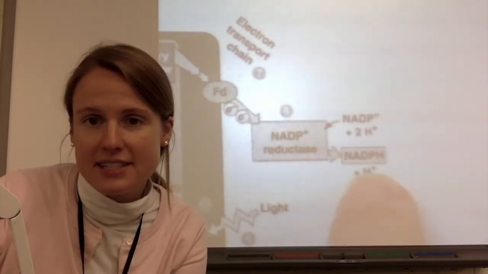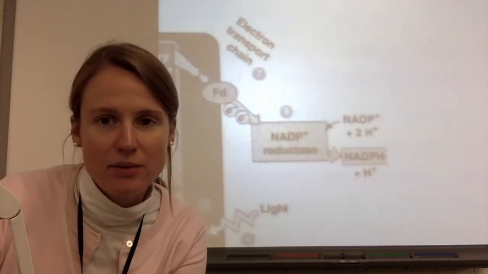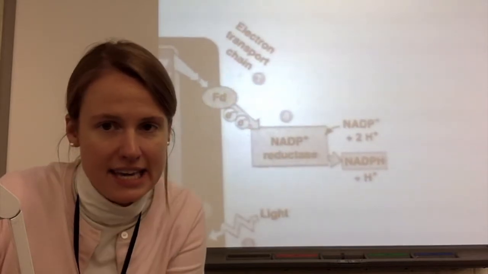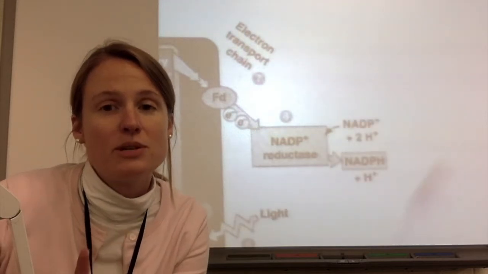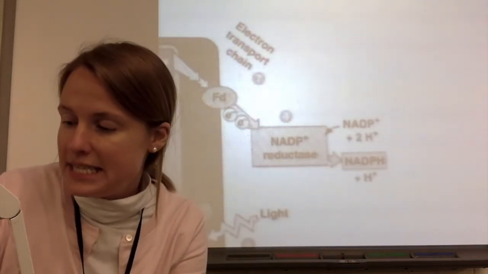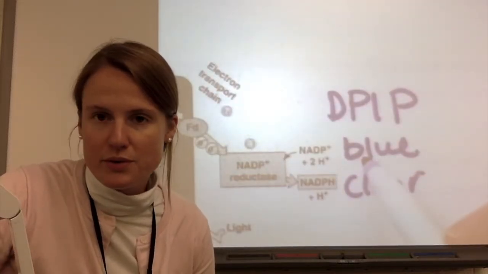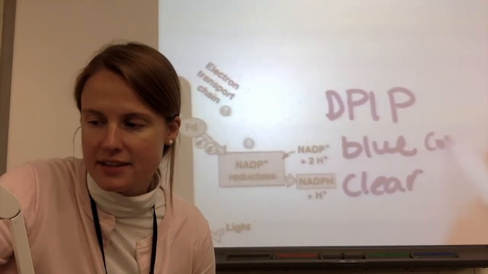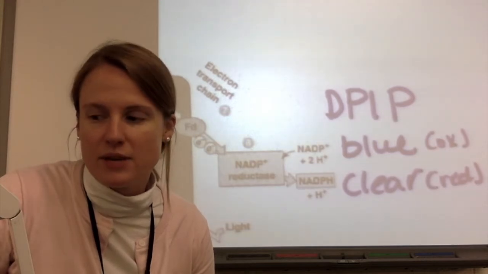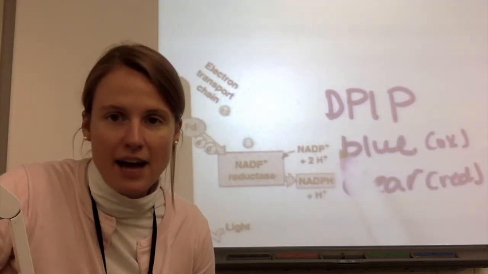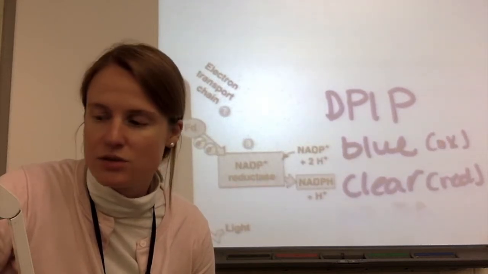So in photosynthesis, this is what happens, but we can't see that with our eyes. We can't see, okay, yes, photosynthesis happened all the way through because there's NADPH. We can't see it. So to be able to see it, we're going to use something called DPIP. So DPIP is an indicator, and it's blue when it's oxidized, and it's clear when it's reduced. And what that boils down to is, if photosynthesis has not happened yet, the solution will be blue. If photosynthesis has happened, the solution will be clear.